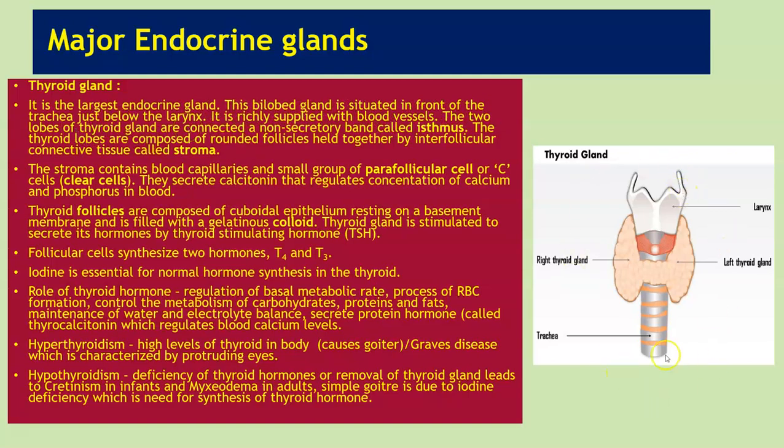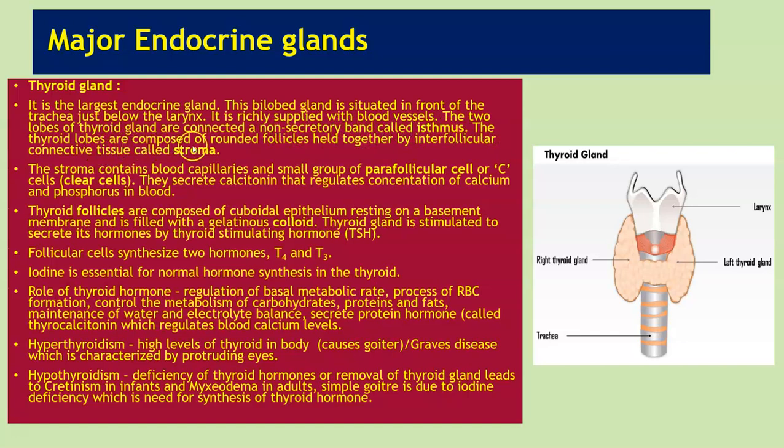Have a look at this image here. It's present in the front of the trachea. This is your larynx. Just below it we have the thyroid gland situated. It is richly supplied with blood vessels. The two lobes of the thyroid gland are connected by a non-secretory band called the isthmus.